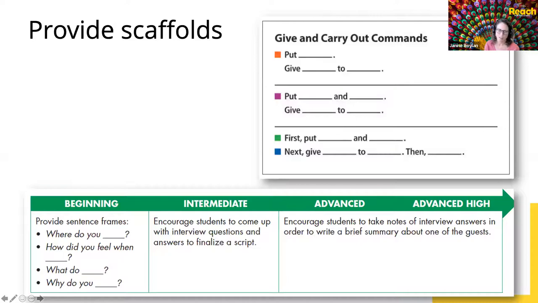A scaffold could be sharing language frames like these for carrying out a speaking or a writing activity, and sharing different levels of language frames for different levels of learners. Or it could be providing alternate outcomes based on students' levels, like this activity down here. It could be providing a checklist of tasks to do for an activity. The key is that all learners still meet the learning objectives, even if they have a different output.